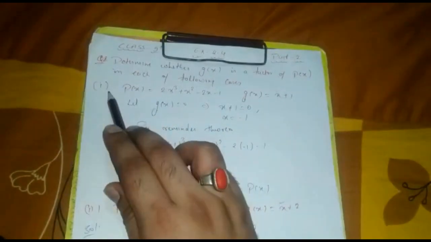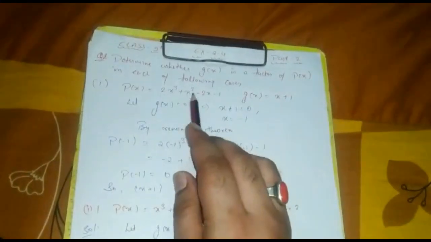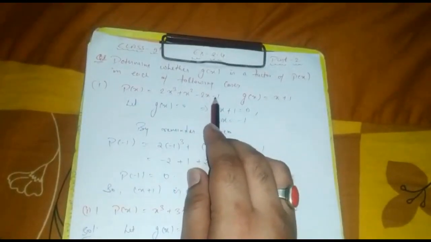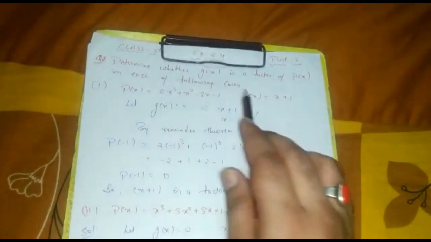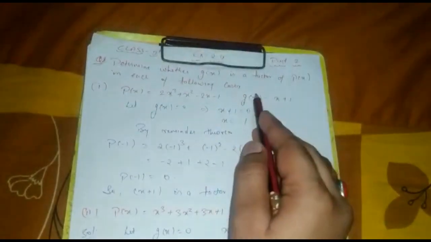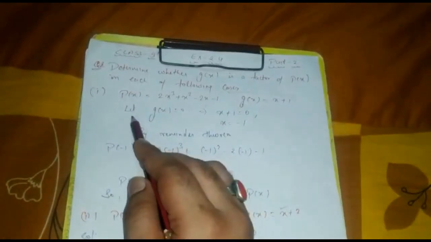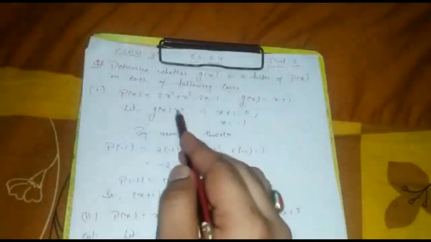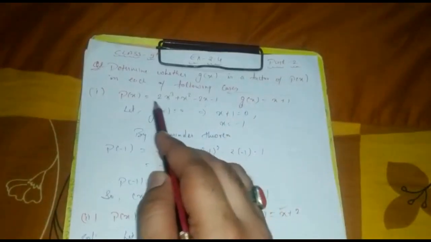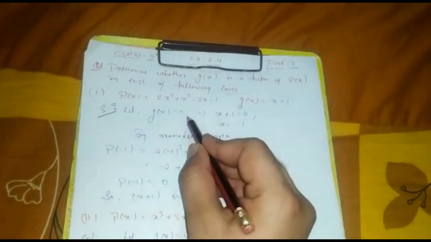First, the first polynomial is given, that p(x) is equal to 2x cube plus x square minus 2x minus 1. This is our polynomial function, and this is g(x), that is x plus 1. We have to check whether g(x) is a factor of this p(x) or not. To check this, we have to assume, let g(x) be equal to 0. This is our first step.